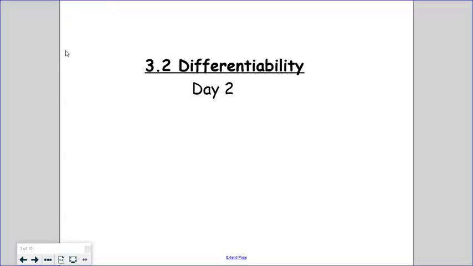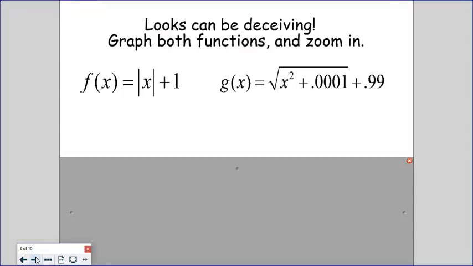All right, today we're going to talk differentiability again, 3.2, and some options that we have on our calculator, also related to finding derivatives. So what I want you to do on your calculator right now is type f of x into y1, and I want you to type g of x into y2, and we're going to look at those two functions.